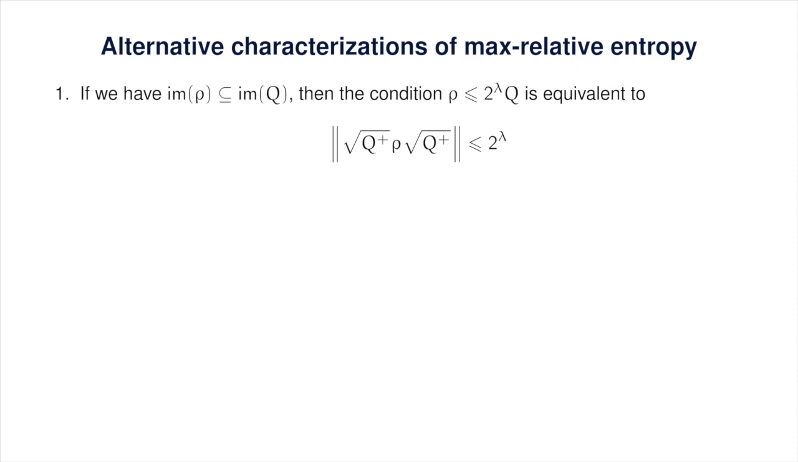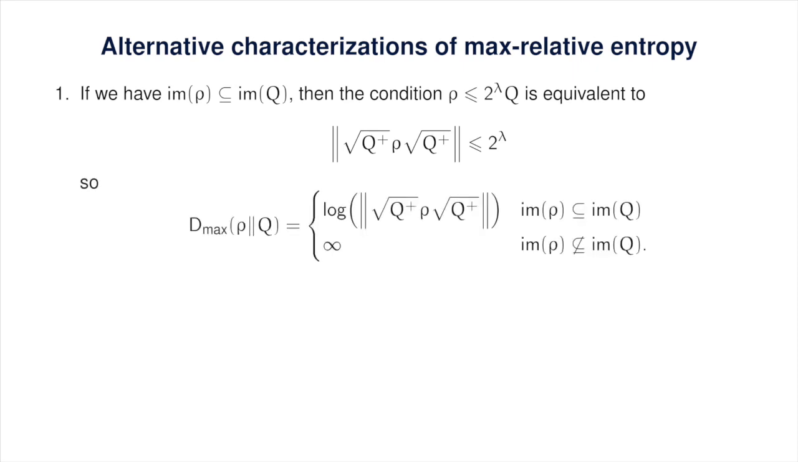We could, of course, replace the norm with the largest eigenvalue, given that the operator that we're talking about here is positive semi-definite. But in any case, we obtain the expression that you see here for the max relative entropy of ρ with respect to q.